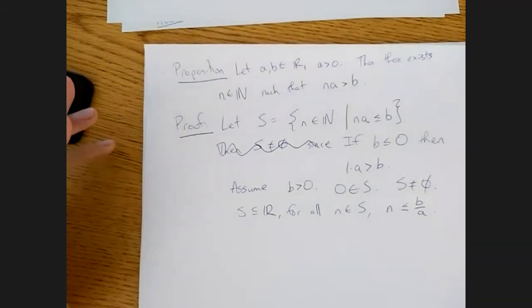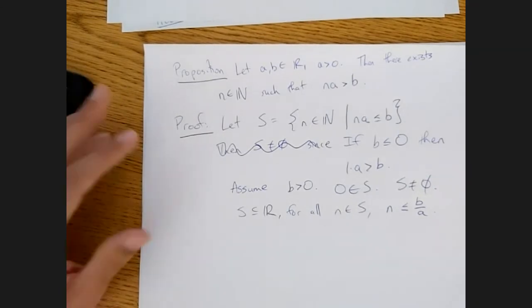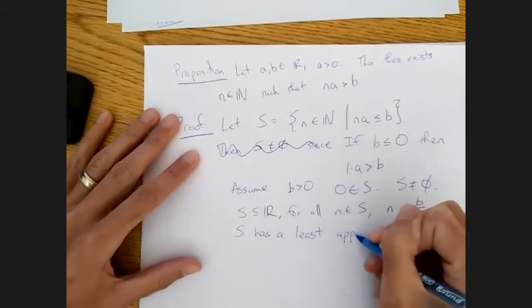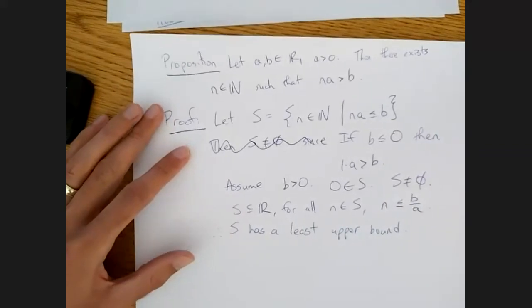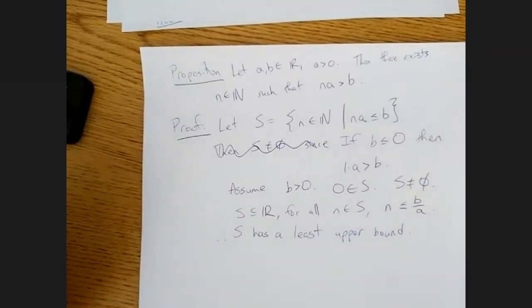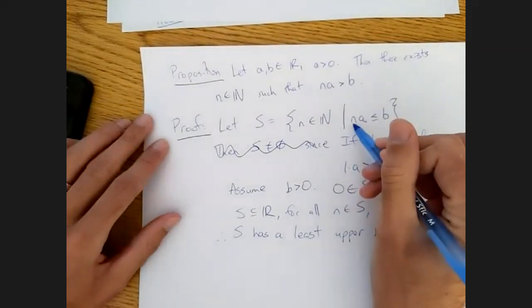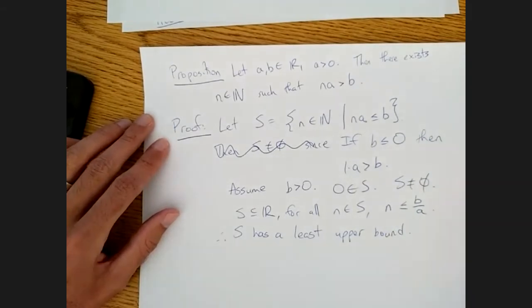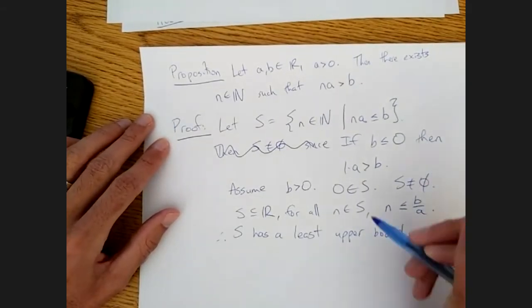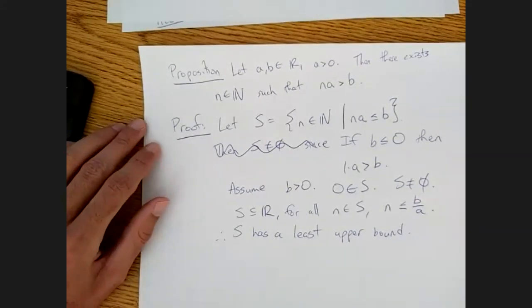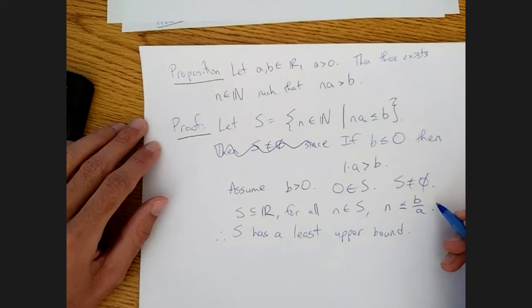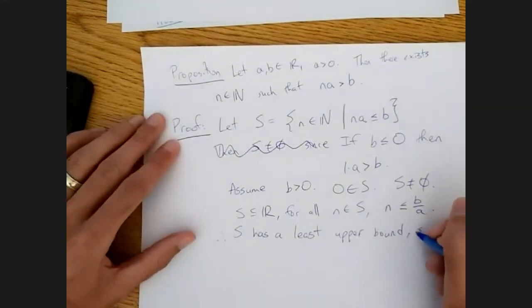So S is a non-empty subset of real numbers with an upper bound. So S has a least upper bound by the least upper bound property. Of course, this step requires us to prove that when I take the inequality N times A less than or equal to B, I can multiply both sides by the positive number 1 over A, and I still get a valid inequality. So I'm cheating a little bit there, just so you know. But anyways, we have a subset of the reals with an upper bound. The upper bound is B over A, so it has a least upper bound. Let's call it X.